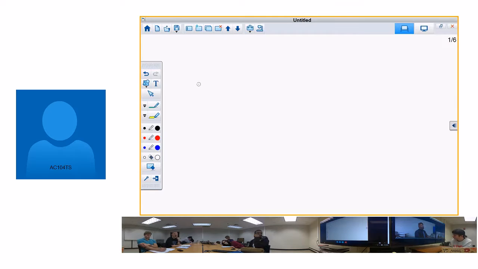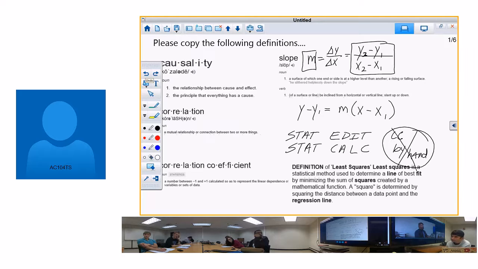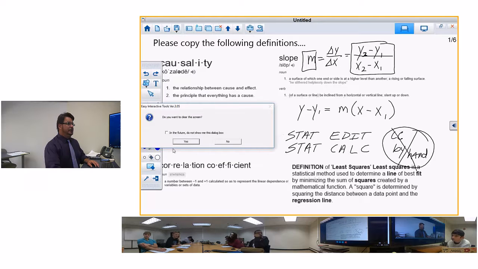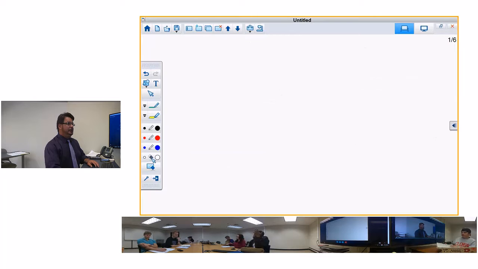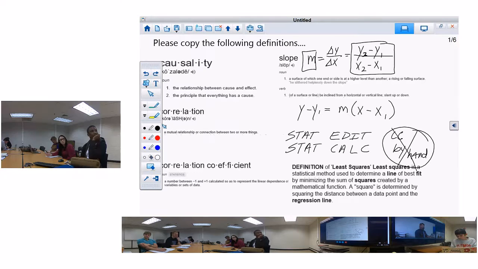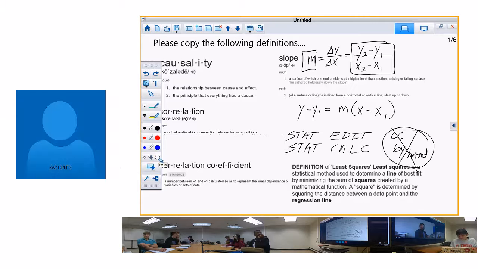Oh, no, I didn't just do that, did I? Where's undo? Thank God for the undo button. Oh, how did I get rid of... Okay. There. Write down those definitions, and I'll erase this.